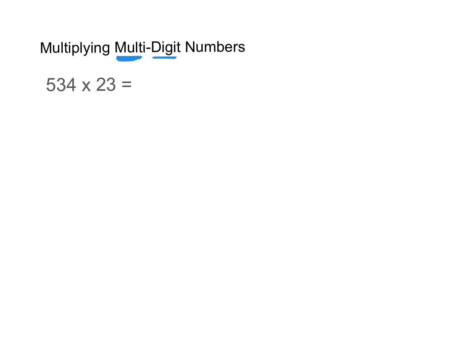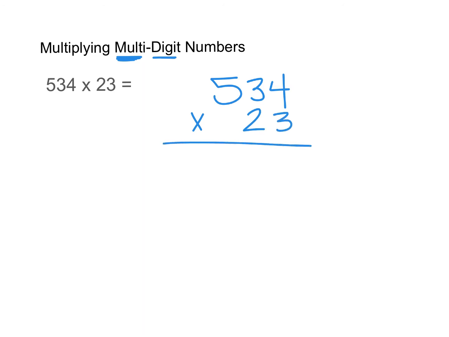So 534 times 23, we're going to set it up. If you remember or know how to do this, you could go ahead and do this in your notebook and then check your answer when you're done. But we start in the ones place on our second number. So we would do 3 times 4 is 12, carry the 1 up there, and then 3 times 3 plus 1. So 3 times 3 is 9 plus 1 is 10. So put the 0 down and then carry the 1 up here, and then 3 times 5 is 15 plus 1, so we get 16.